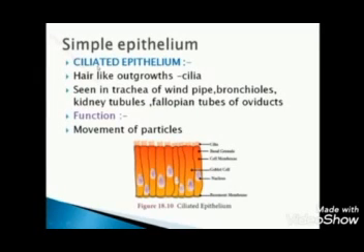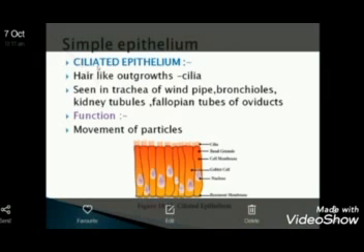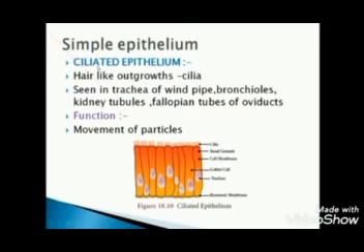Now the next one, ciliated epithelium. Certain columnar cells bear numerous delicate hair-like outgrowths called cilia and are called ciliated epithelium. It is seen in the trachea or windpipe, bronchioles, kidney tubules, fallopian tubes, and oviducts. The function of the ciliated epithelium is movement of particles.